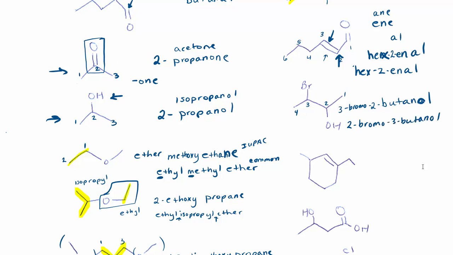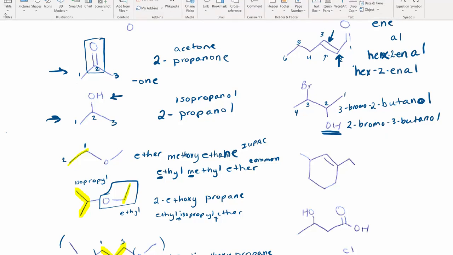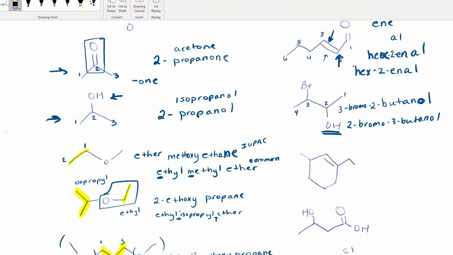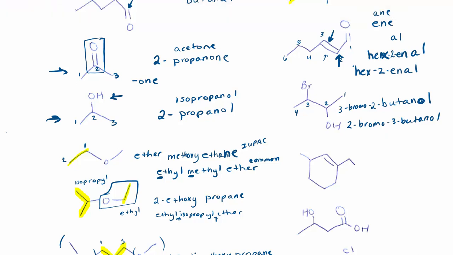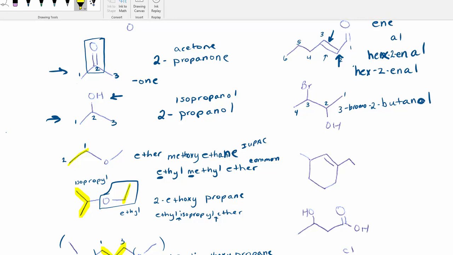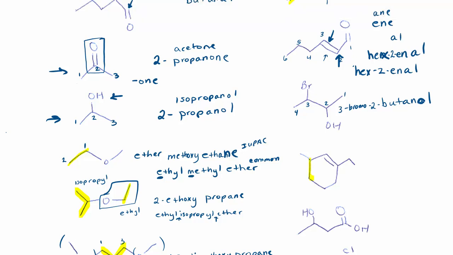2-bromo-3-butanol because the bromo comes first in the alphabetical order? And the answer is no. The functional group takes precedence, and the alcohol is more oxidized than the bromine. Therefore, it takes precedence. Now for this one, we still have to find our longest carbon chain that contains the most substituents and or functional groups.